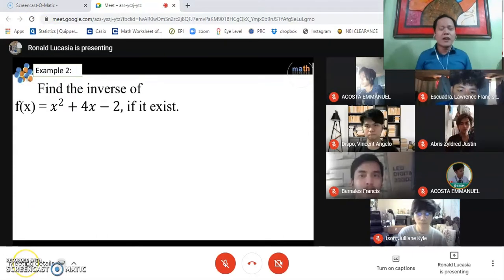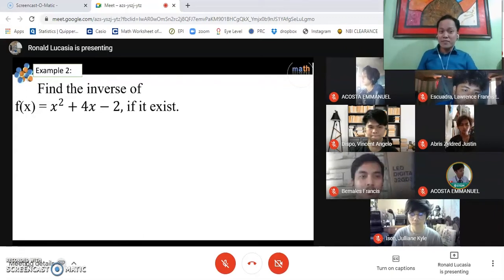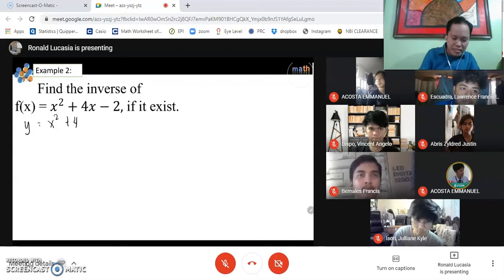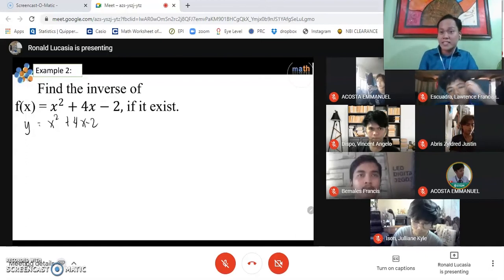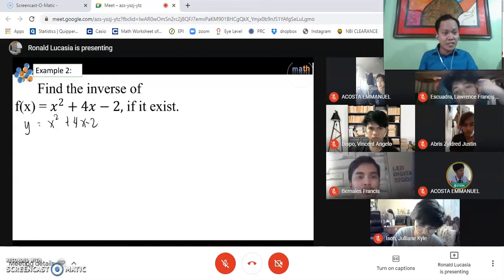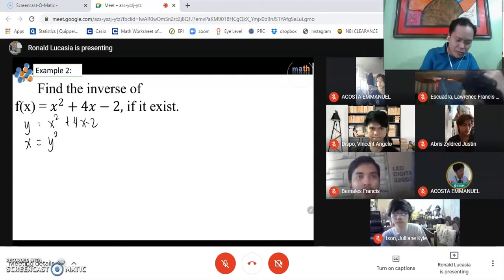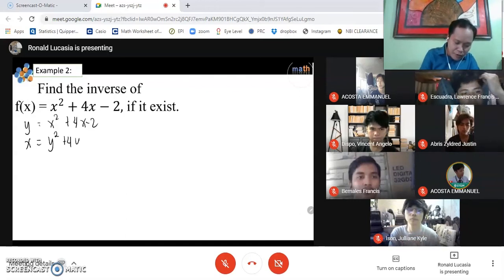Clear? Okay, let us have example number 2. The given function is x squared plus 4x minus 2. Find the inverse if it exists. So first step, you change f of x to y. That's y equals x squared plus 4x minus 2. And then the second step will be interchange the position of x and y. Y becomes x. We have there y squared plus 4y minus 2.